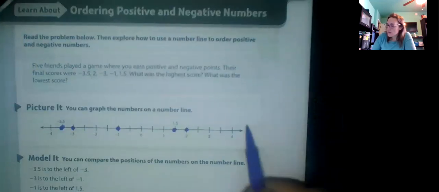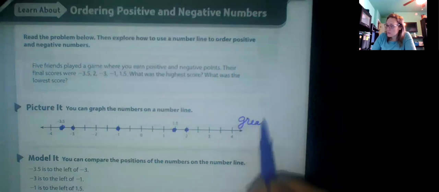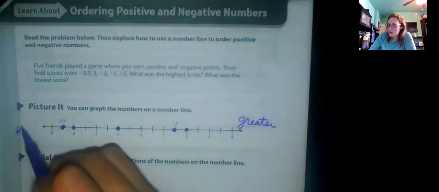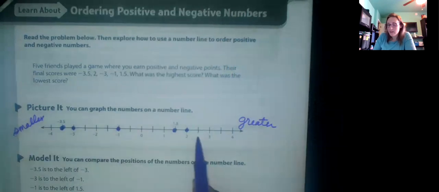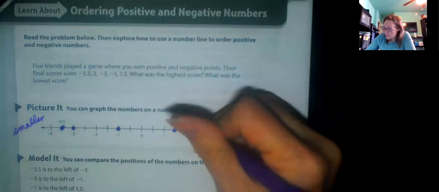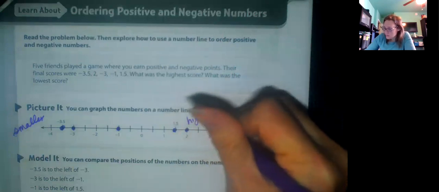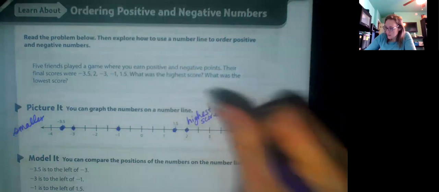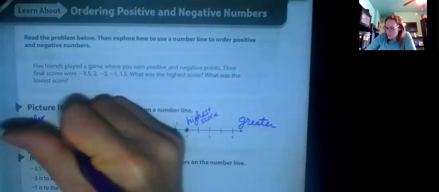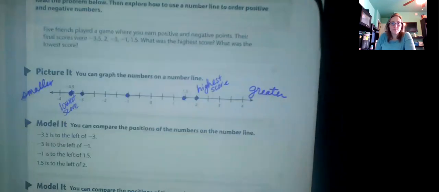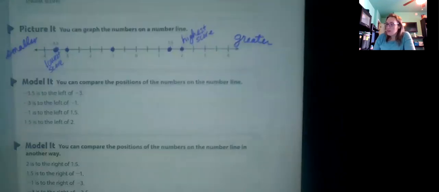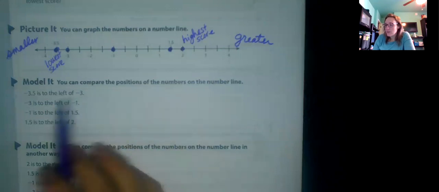Remember, always, these are the greater numbers and these are the smaller numbers. So you can see very easily that 2 is greater. This is the highest score. And this would be the lowest score at negative 3.5. So you can compare the positions of the numbers on the number line.